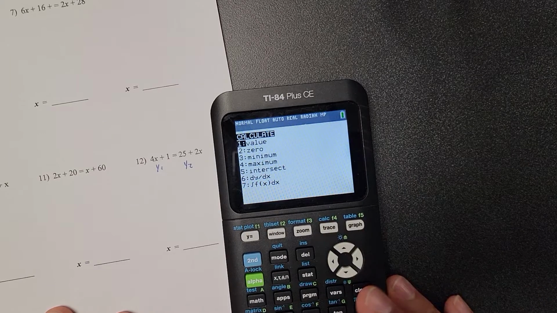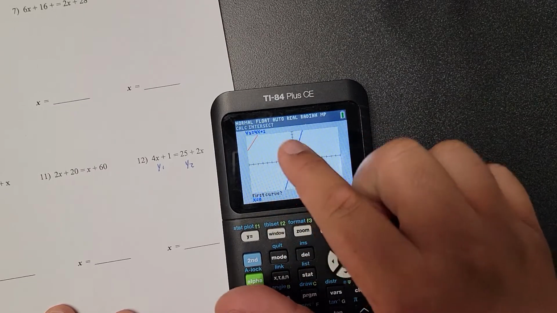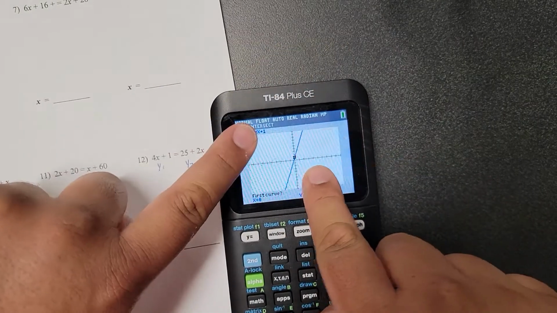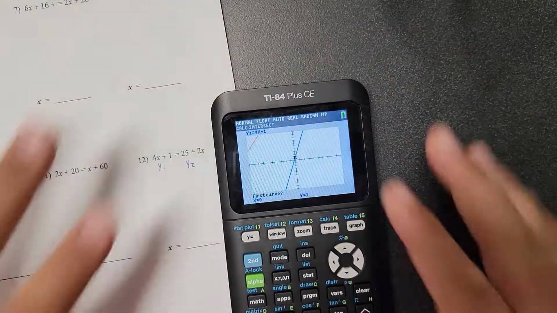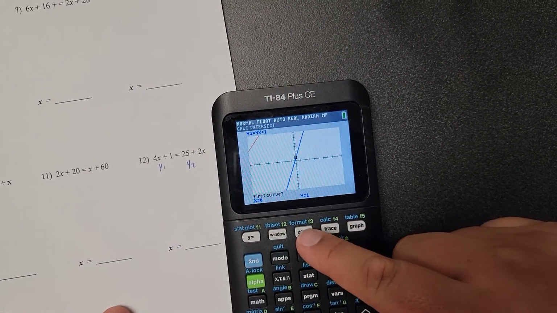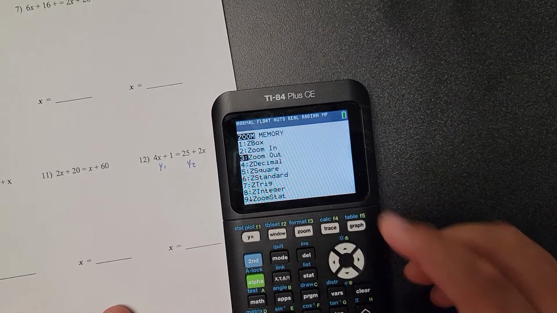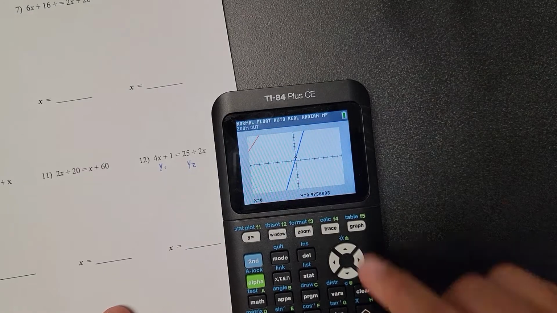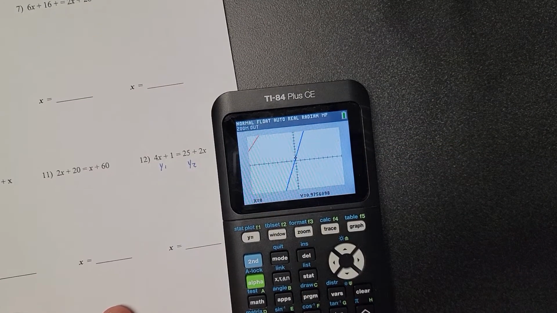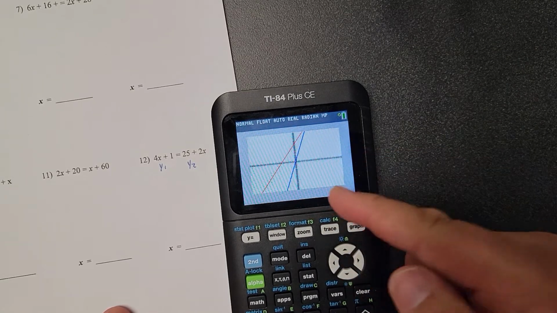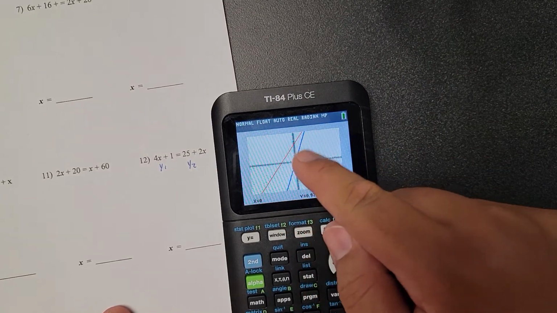So second trace 5. Okay, what's happening here is that we need to see the lines cross. The calculator does not know where they intersect. Intersect means where they cross. So this is how you fix it. You're gonna push zoom. And you want to go where it says zoom out, number 3. So go ahead and push that. Now, nothing's going to happen the first time, but I'm going to go ahead and push enter. And now it zooms out a little bit more, but this is still not enough.